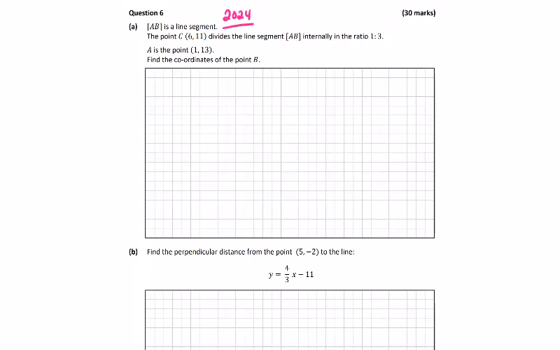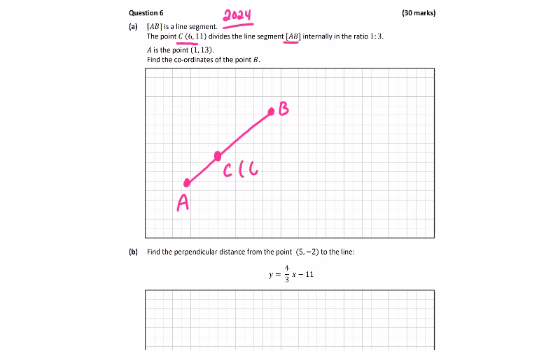2024 question 6 on paper 2 is division of a line segment. The point C divides the line segment AB. So let's just sketch that. Let's sketch AB. And we have a ratio of 1 to 3, so C looks like it's approximately here.